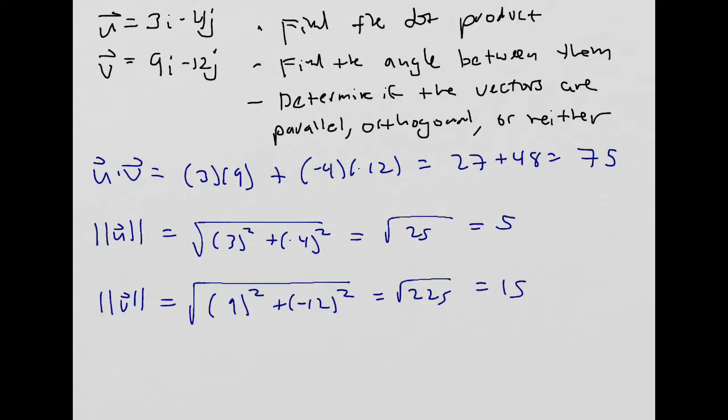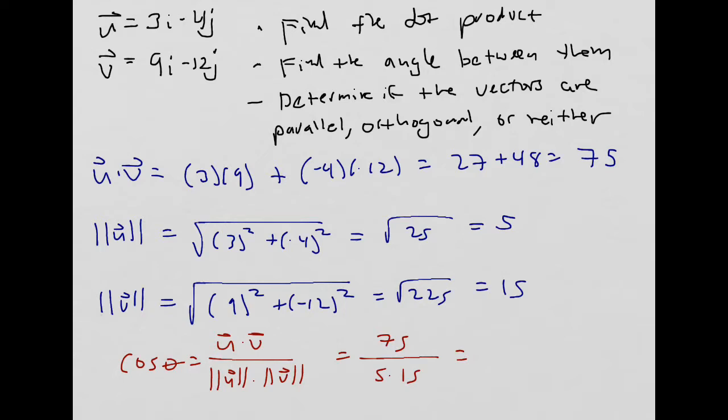Now, what was that formula again? Cosine of theta equals the dot product divided by the magnitude of each vector multiplied together. Well, what do we get for the dot product? The dot product is 75. And we get 5 times 15 on the bottom here. So we get 75 divided by 75. So cosine of theta is equal to 1. If the cosine of theta is equal to 1, then what can we conclude about the angle? The angle between them is 0 degrees. So that means that these two vectors are going to be parallel.